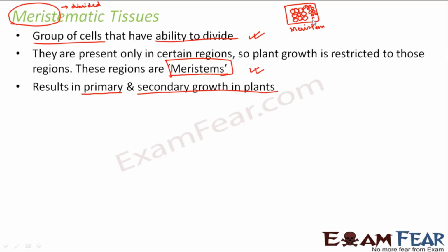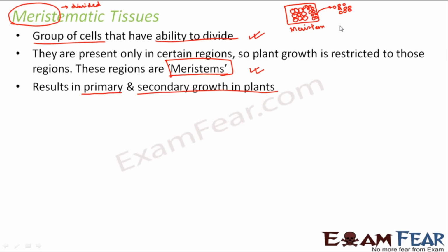So these are the new cells which are formed. Right? Now what will happen to these new cells? Some of the new cells will remain inside the meristem, but some of these cells will be pushed out of the meristem. So they will be pushed away from the meristem.